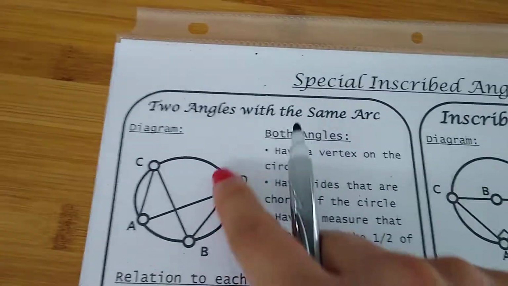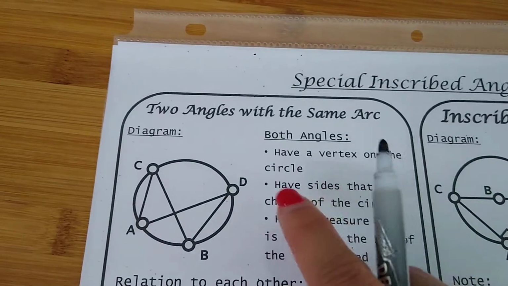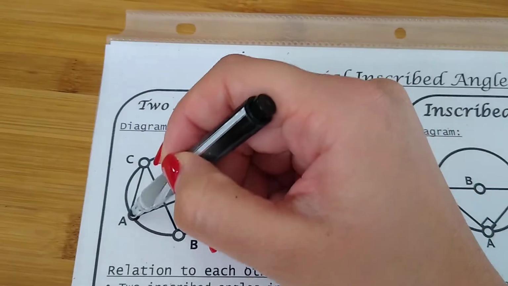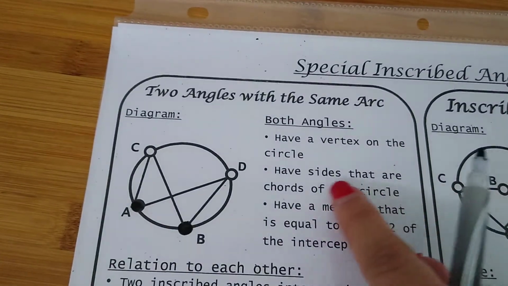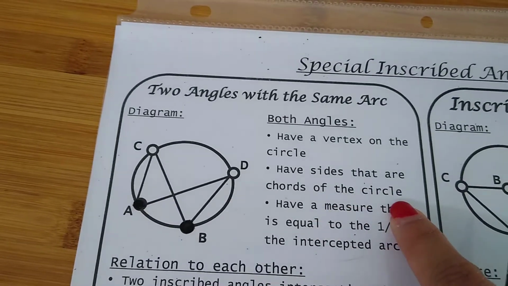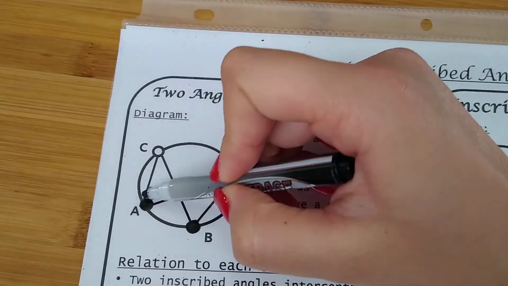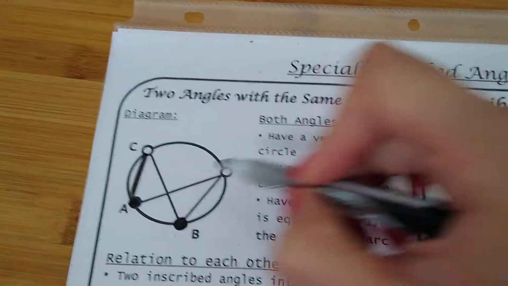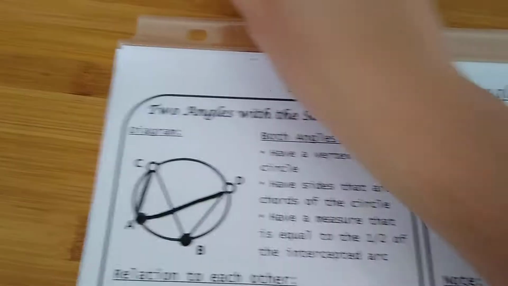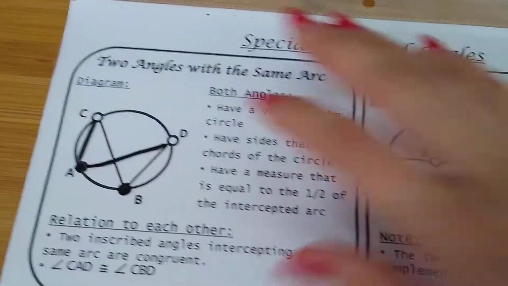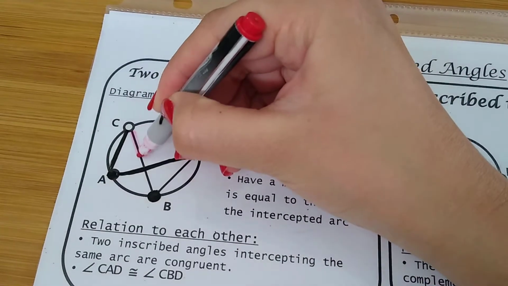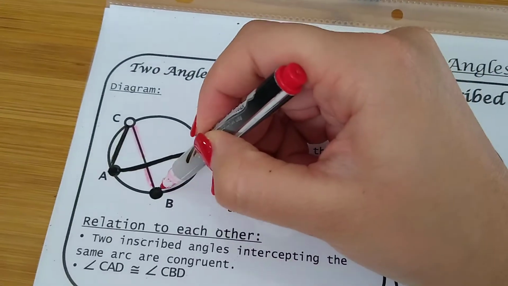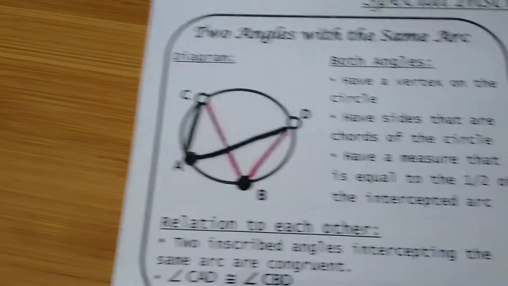In this case, this is a diagram. Both angles have a vertex on the circle, so we're going to be looking at this vertex and this vertex. They have sides that are chords of the same circle. This is the side, this is the side, and I'm going to choose a different color just so you can see the difference. Here is one side for this angle, and this is the other side, but they're both within the same circle.